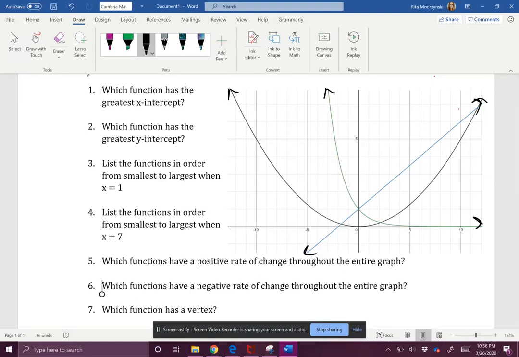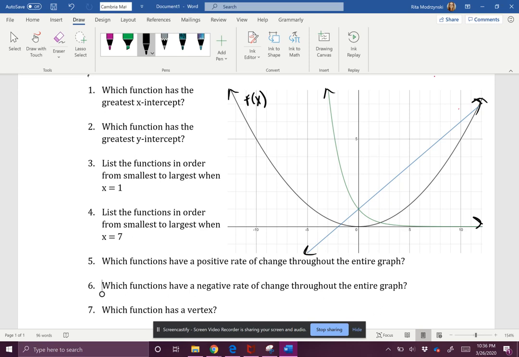This video is over comparing functions which are represented in the same form, in this case graphs. Pictured, we have three different graphs to look at. Our quadratic curve is the black function that we're going to call f of x in this case. We know that's quadratic because it has a u-shaped curve.